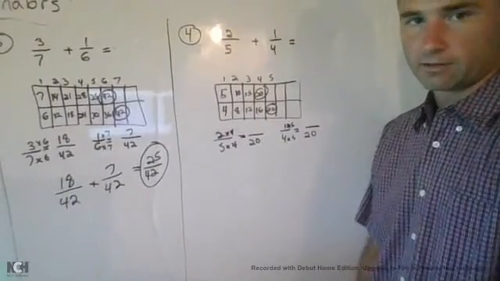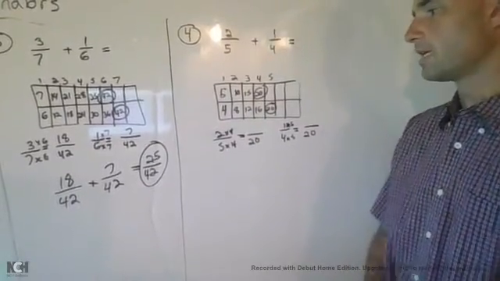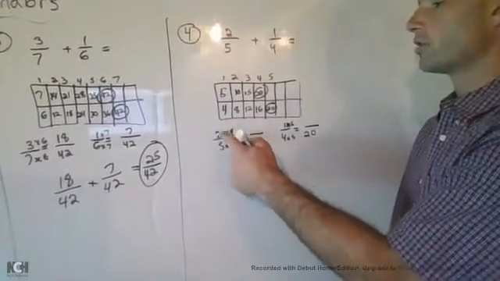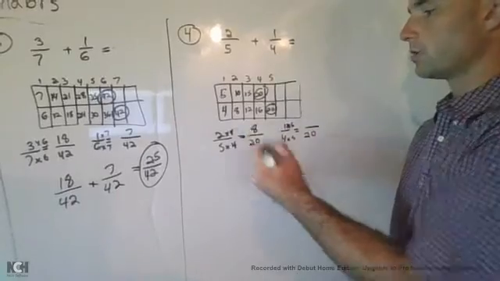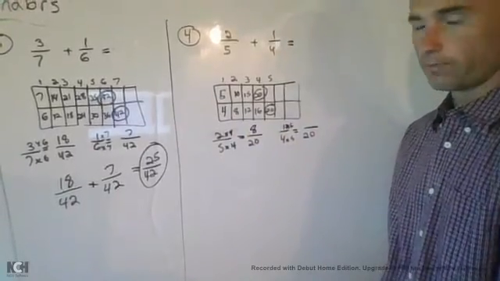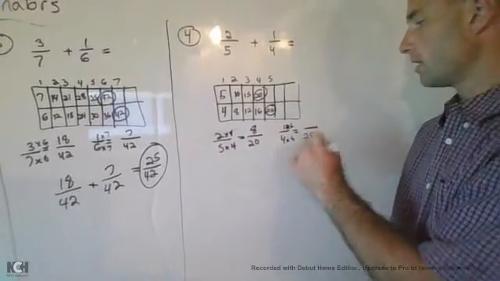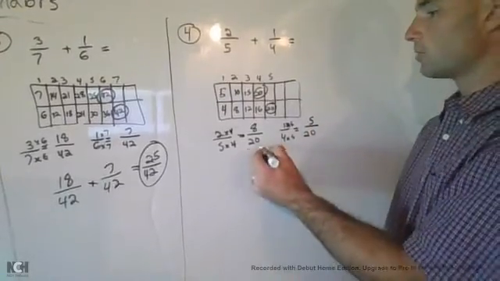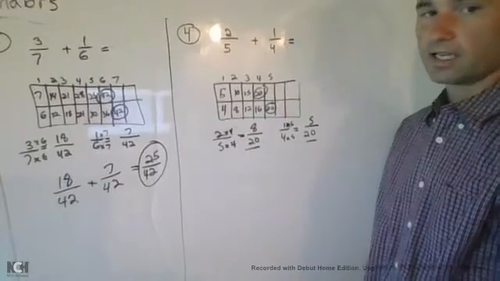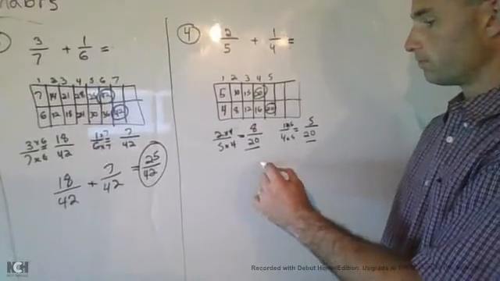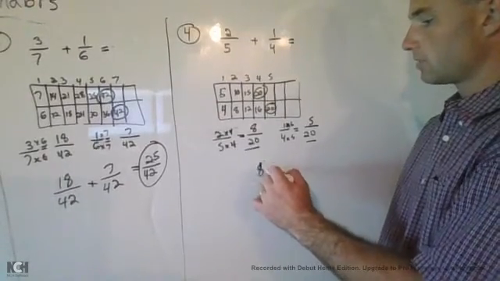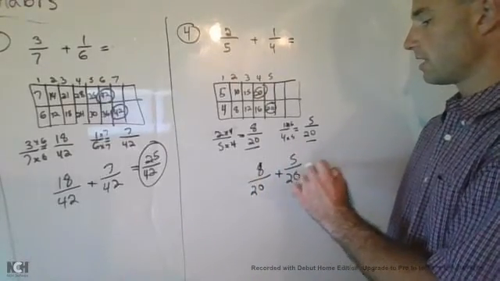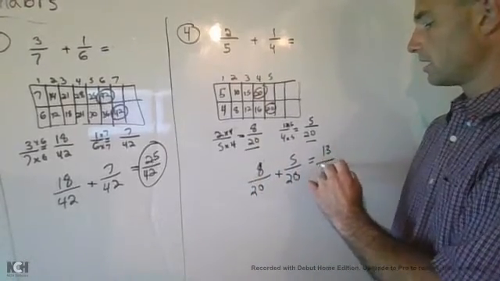And we're back. So hopefully you found the common denominator to be 20. You turn 2/5 into 8/20, hopefully. And you turn 1/4 into 5/20, hopefully. 8/20 plus 5/20 gives you 13/20.